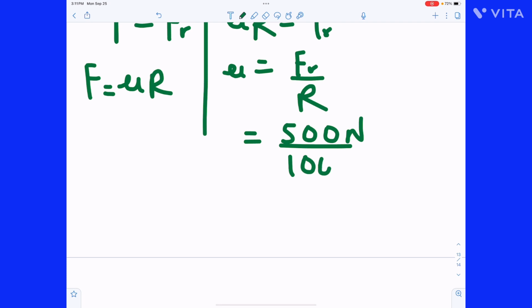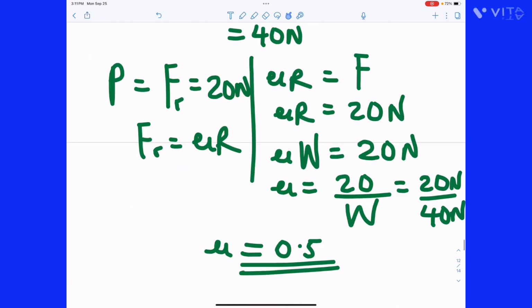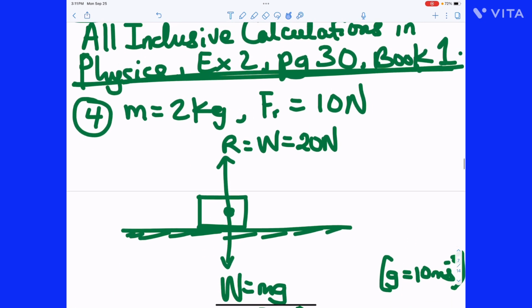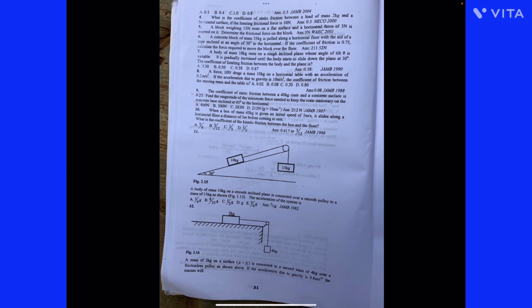The normal reaction is equal to the weight, 1000 Newton. So our coefficient of friction between the surface of the box and the road is 0.5. Now, that's numbers 1, 2, and 3. Let's look at number 4 here. I think I have number 4 first in a weird way, but it doesn't matter.